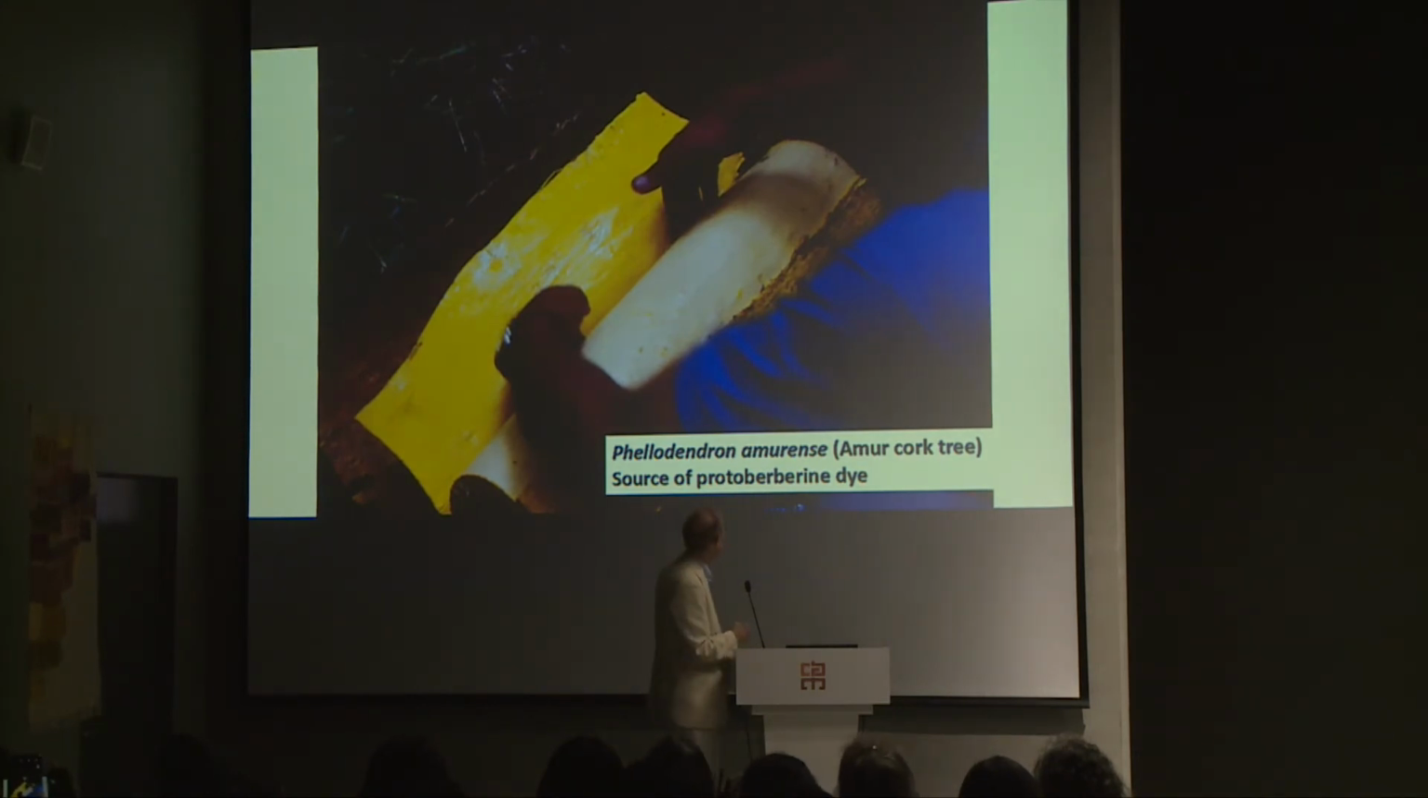And then we have the protoberberine type dyes from the cork tree. These are not flavonoids, they're very different. And the dye comes from the inner bark of the cork tree. Here you can see it being peeled off. And these things have been used in medicine in China and Japan for centuries, and they're also used for dyeing.